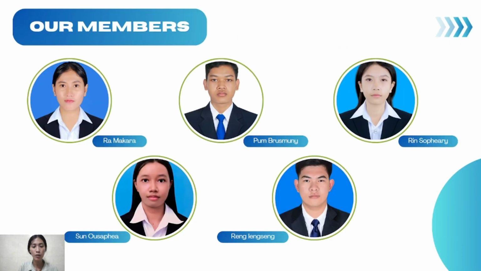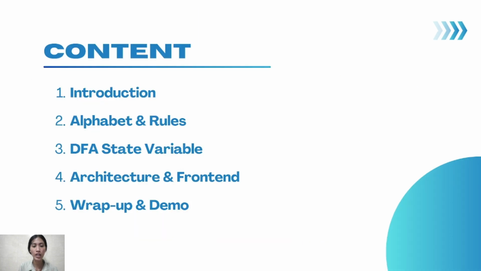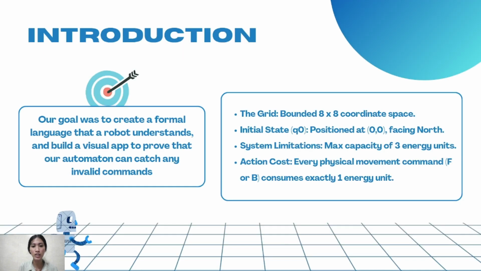And here are our members. We have 5 members, including me, my name is Mekara, and we have Mani, Raspiri, Usapir, and Ensing. And here is our content. We include 5 main points, and the first one is the introduction, which is presented by me.